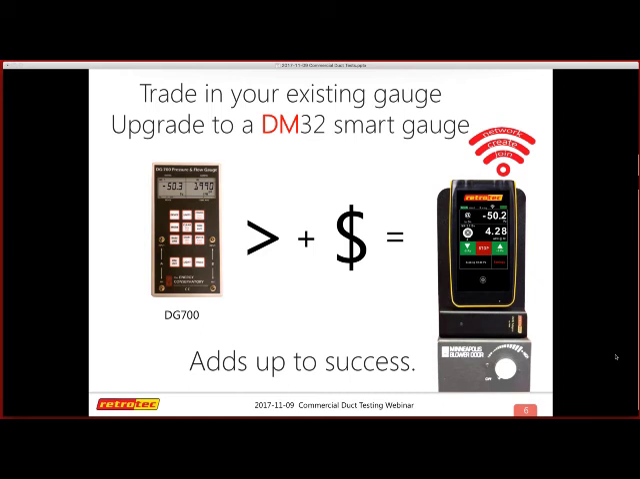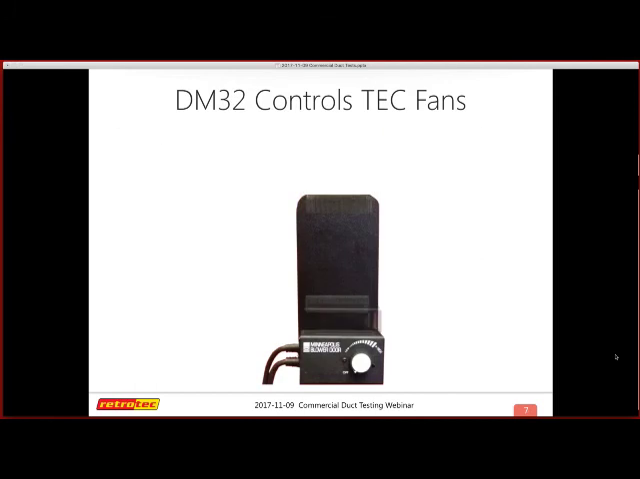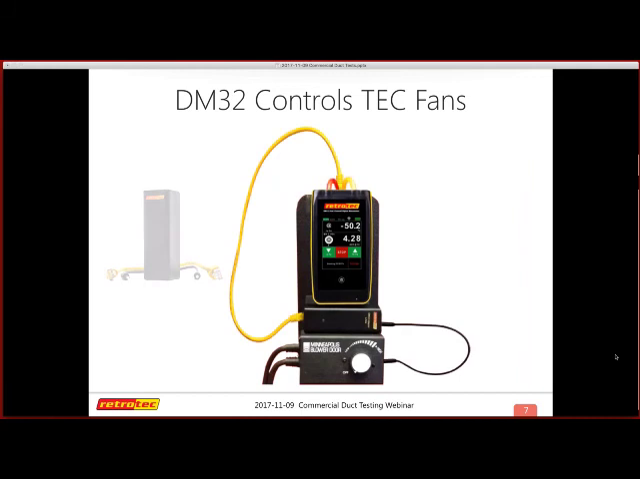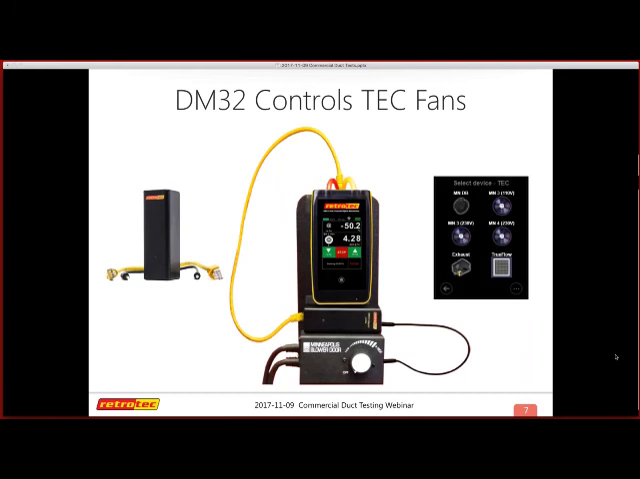And so the DM32 does control your TEC fans. It's actually built into the gauge automatically. You can see there's an adapter just below it that converts the signal, similar to what you may use for the DG700 to do their auto testing in terms of pressure. Similar concept, but the Retrotec always uses a standard set pressure or a set speed, so you don't really need to use a dial. You can use a dial, but in general, it's just a much smarter, simpler, better interface with the DM32 smart gauge.